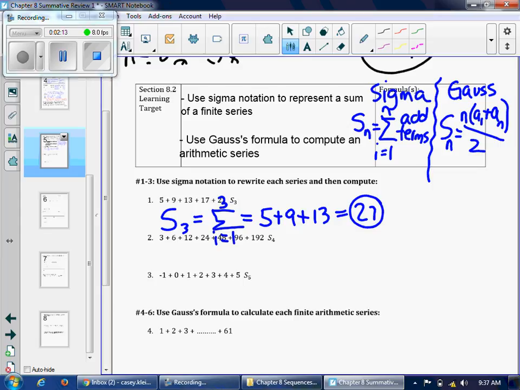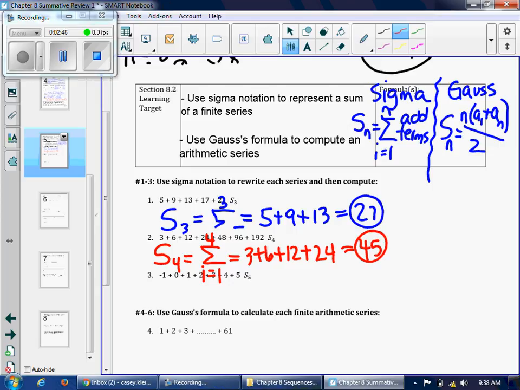Let's go ahead and do the next one for number 2. You're going to add 4 terms together in this series. I'm going to erase a little bit of number 1, just so I have some room. You add the 4 terms together, and they come out to be 45.